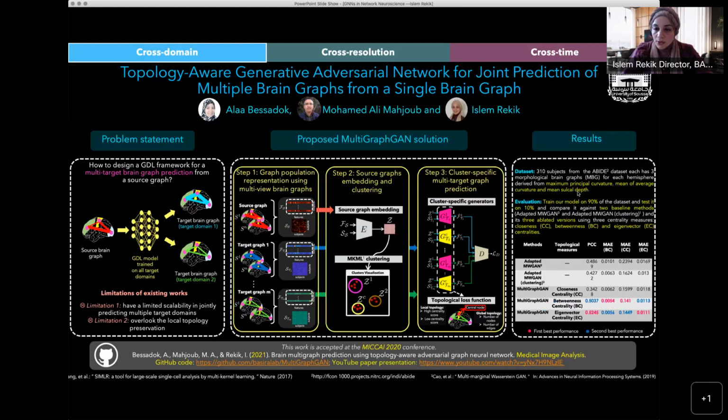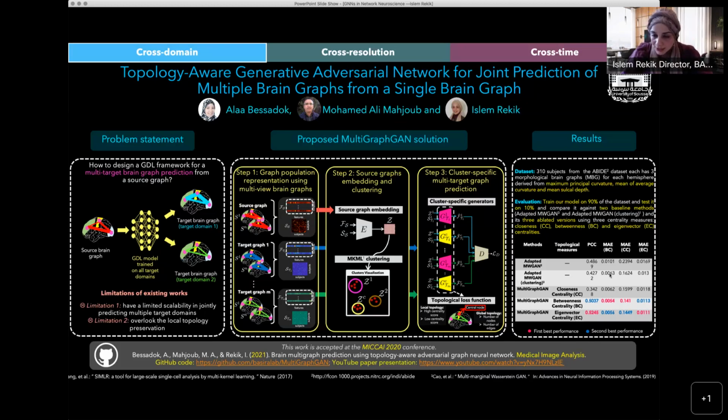So in our results, we used 310 subjects from the IPMI data set, and we have three types of networks. Quickly, in the MICCAI paper, we used a single random split, 90% for training and 10% for testing. But in the Media paper, the journal paper, we used cross-validation, and we evaluated multiple times and repeated the experiments.